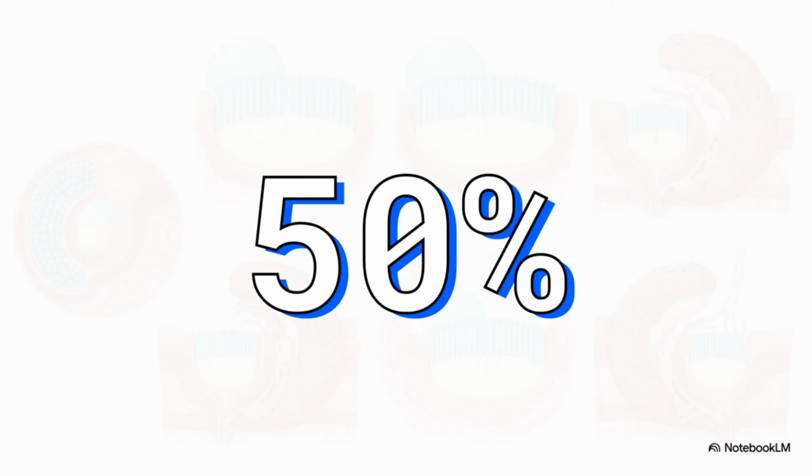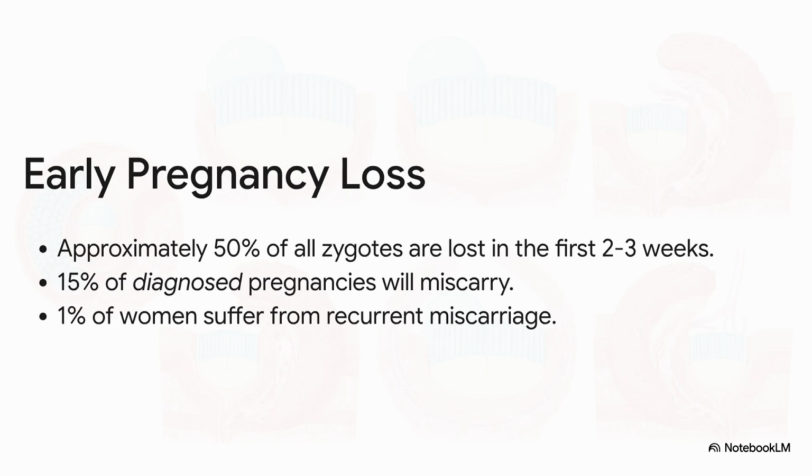I want you to look at this number for a second. 50%. That's a staggering figure. This is roughly the percentage of all fertilized eggs that are lost naturally, often because something goes wrong in this incredibly complex dance of implantation and early development we've just been talking about. Let's break that down. So, to put that 50% number into context, a huge number of these losses happen before a woman even realizes she's pregnant.